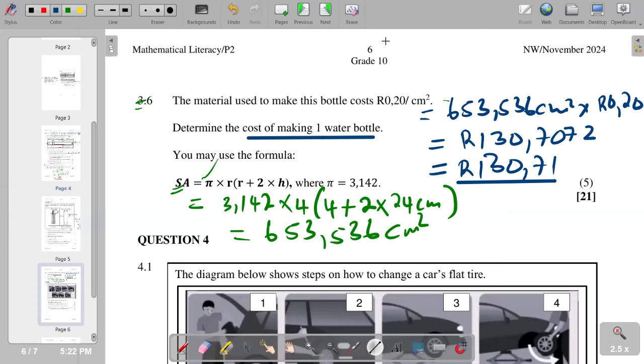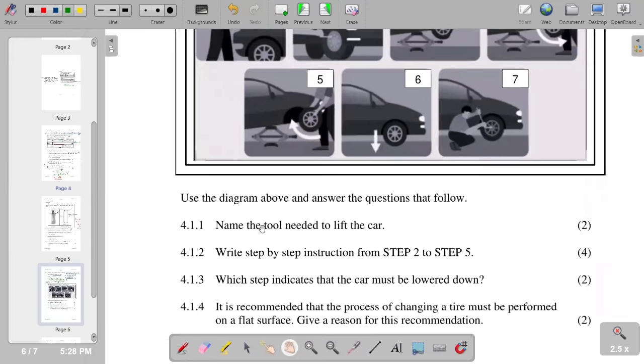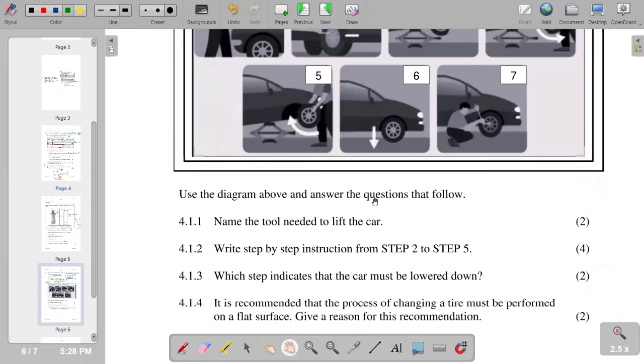So from there, we move on to question 4. The diagram below shows steps on how to change a car's flat tire. So we are having the steps from 1 to 7. The first question reads, name the tool needed to lift the car. Of course, this is the jack. The tool is called a jack.